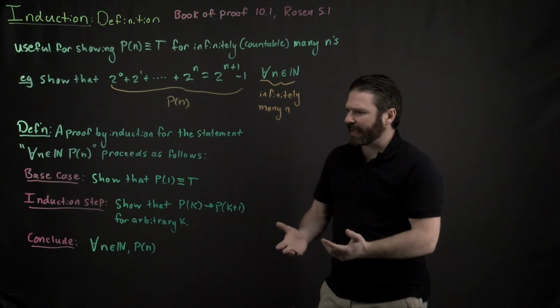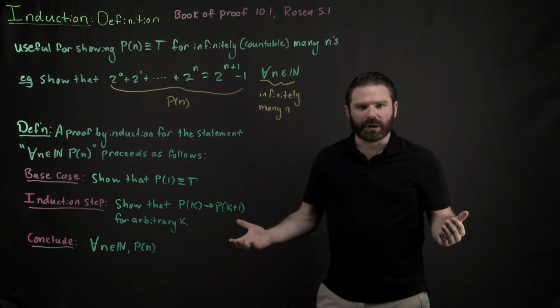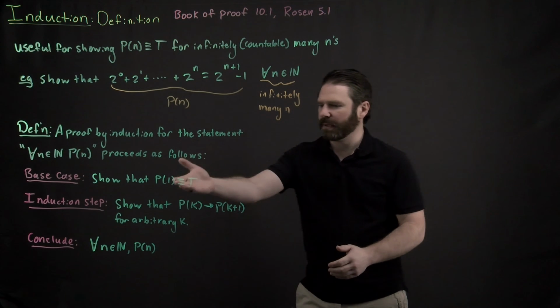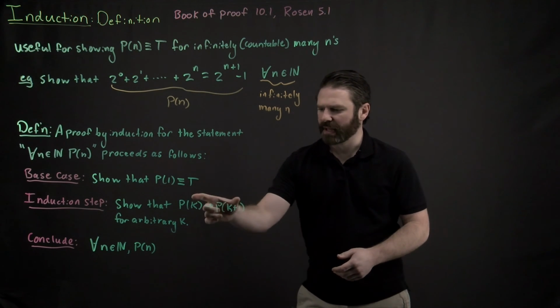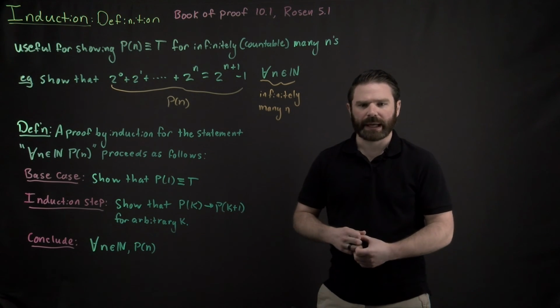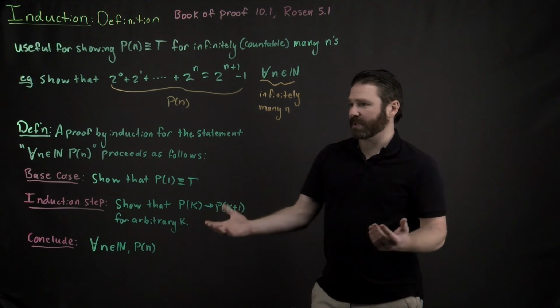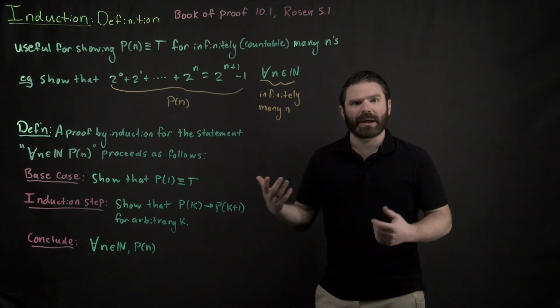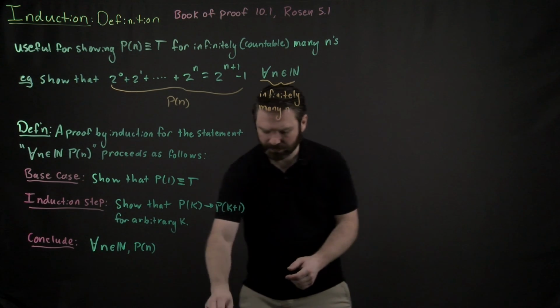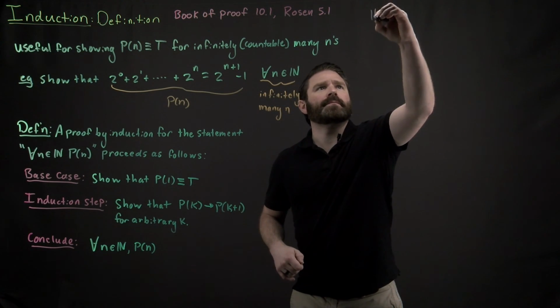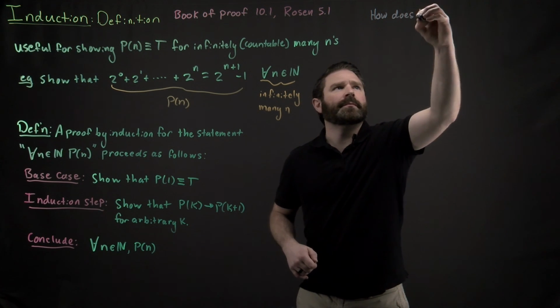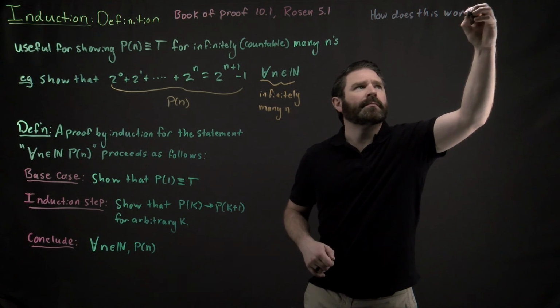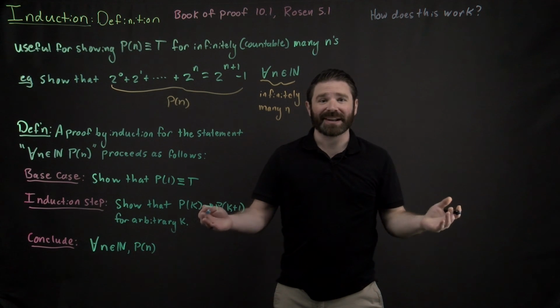And so again, we want to know, why does this work? How does it work that showing that p of 1 is true and then proving that this implication is true for an arbitrary k allows us to conclude that this propositional function is true for every n in the natural numbers? So I want to know, how does this work? And that's what we're going to explore in the next video.